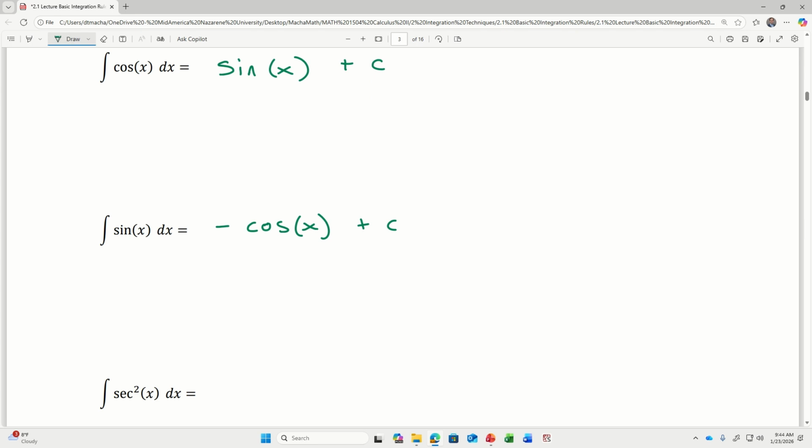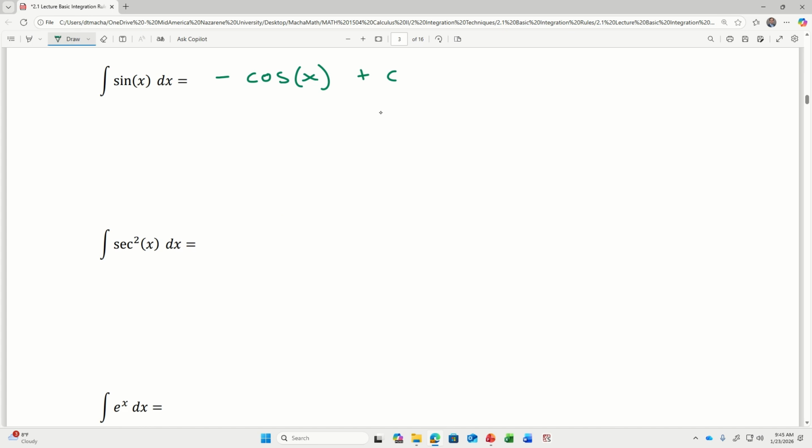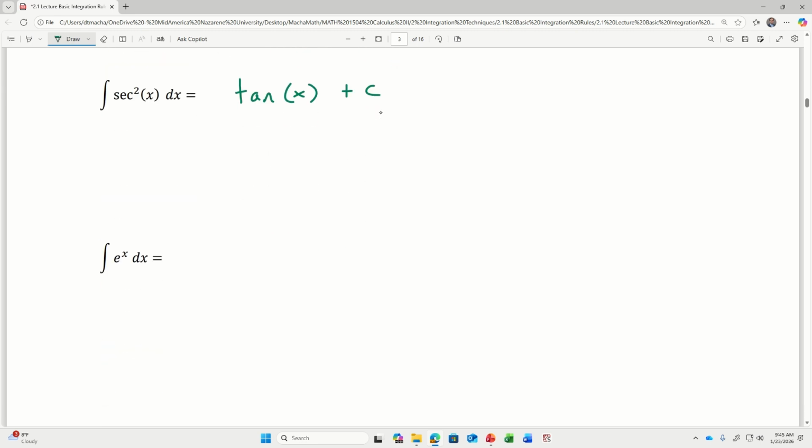It's an important enough concept that I might take off like 1 point on a test question if you don't put the plus c at the end. That might sound a little bit silly, but for example, I'm teaching differential equations this semester, and that plus c is incredibly important when you're solving differential equations. It really does matter. So we'll try to remember the plus c every time we can. What's the antiderivative of secant squared? Tangent. And what's the antiderivative of e to the x? Just e to the x. Very good.